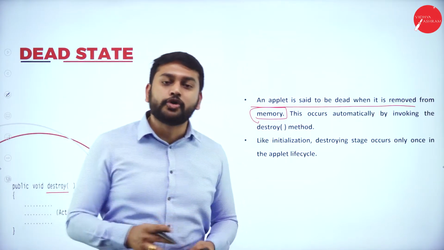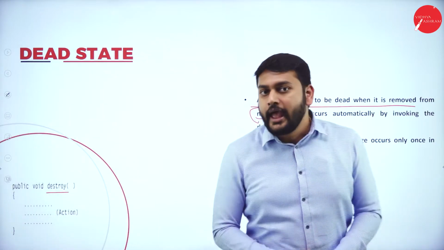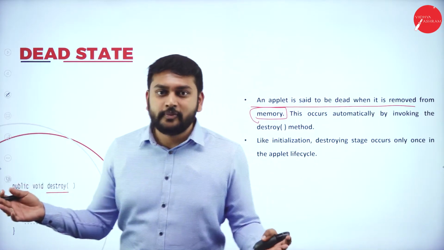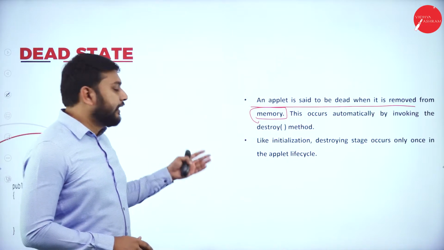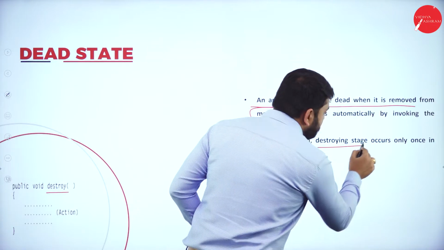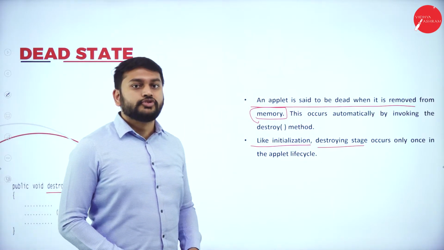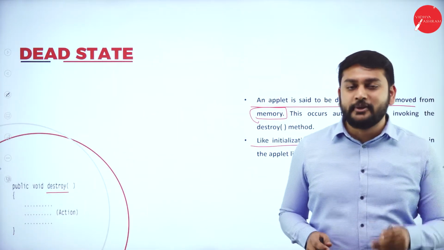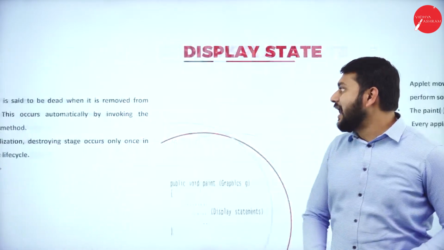So to remove it or make it free from the memory, you cannot expect that applet to be there anymore. It will be in a dead state, is what you need to remember. And the last point with respect to that is that initialization and destroying occur only once in the applet life cycle. So dead state will happen only once. That's what you need to remember with this state.